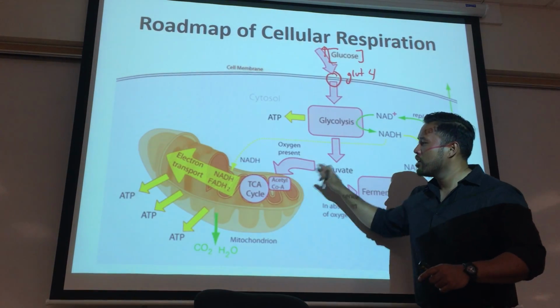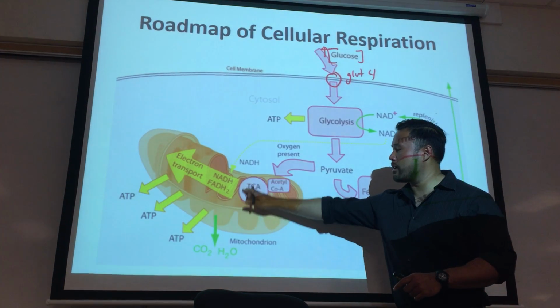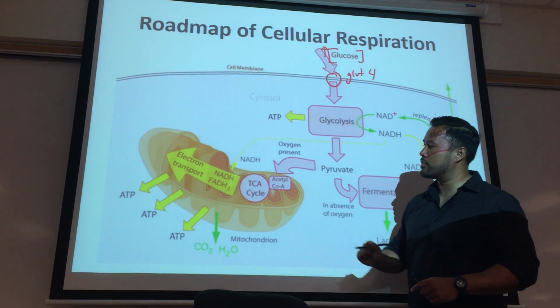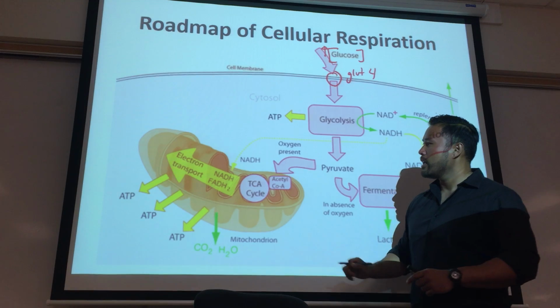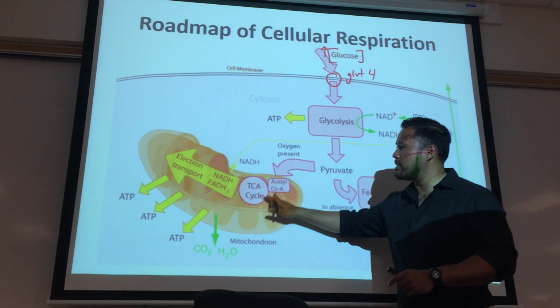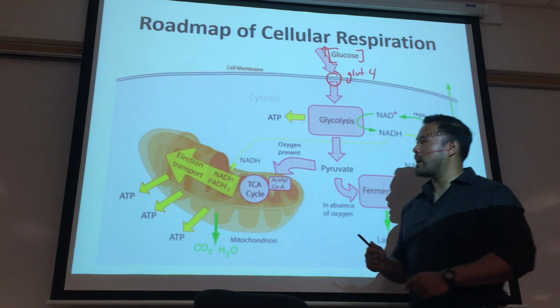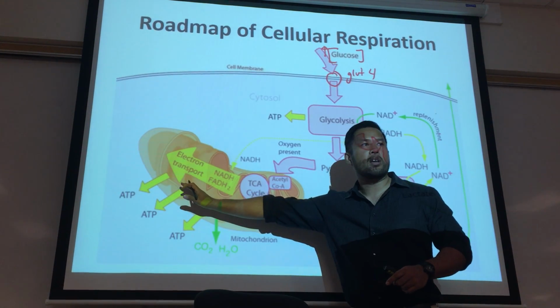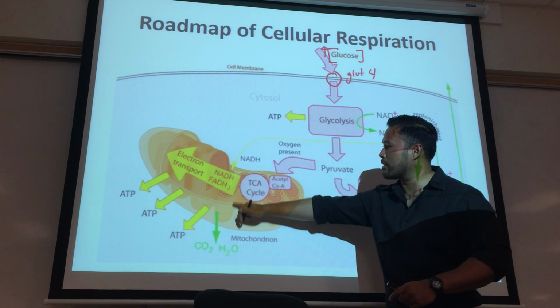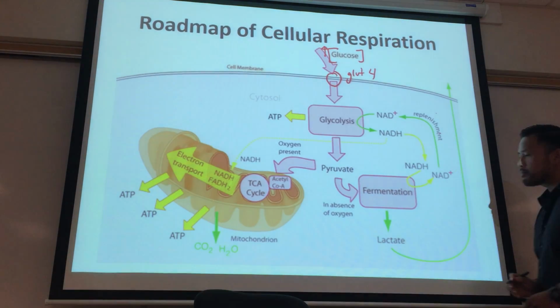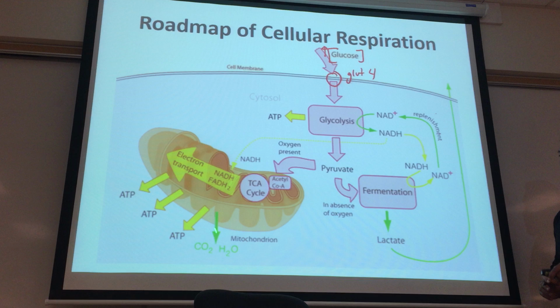We're going to take pyruvate and shuttle it in. It's going to go through the Krebs cycle, also known as the TCA cycle, the tricarboxylic acid cycle. And we're going to release some ATP from there. And then we're going to use our key players, NADH and FADH2, that will contribute to the electron transport chain that happens along the inner membrane. And that's where we're going to get our bulk of ATP.